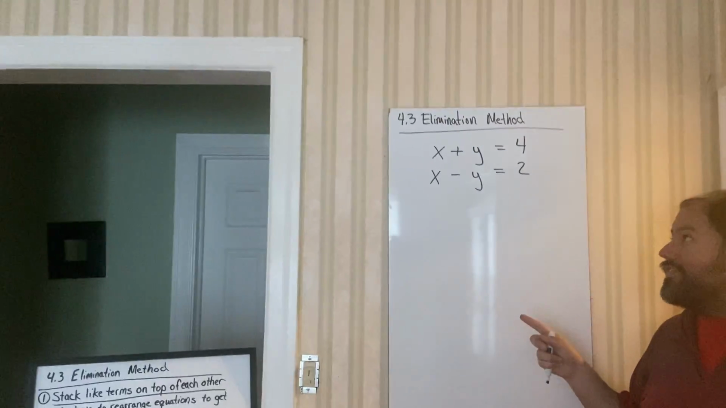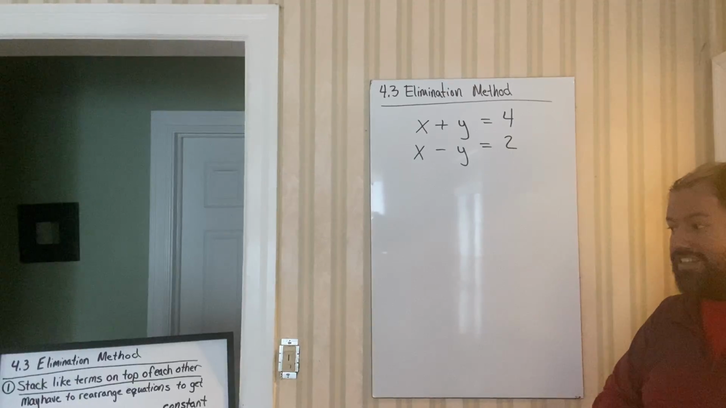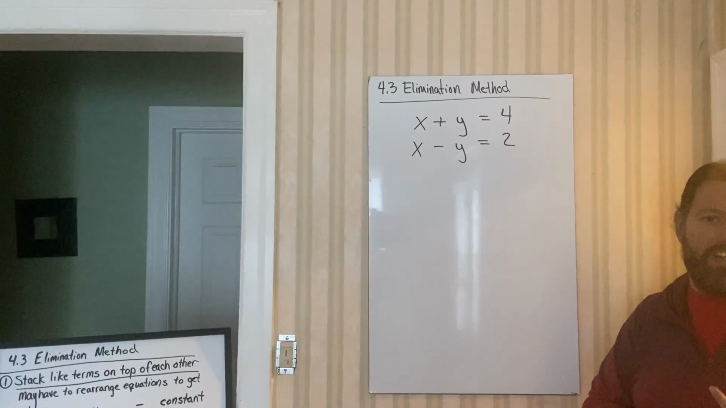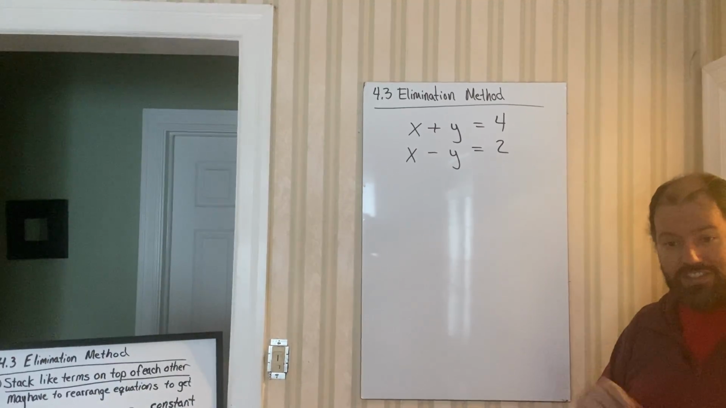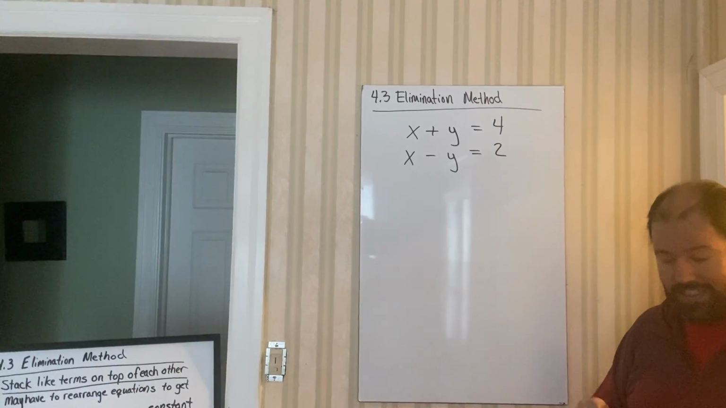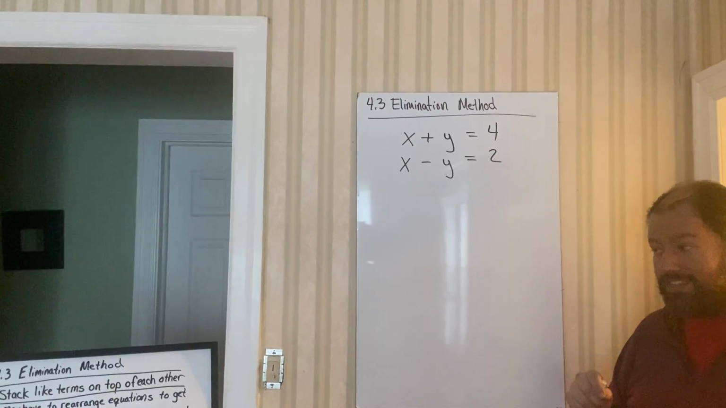Okay, so we already went through the two other methods, the graphing method and the substitution method. This is the final method in this unit, 4.3, the elimination method. So you get to choose which method you like when solving these equations, because you can see all three methods will give you the same answer.